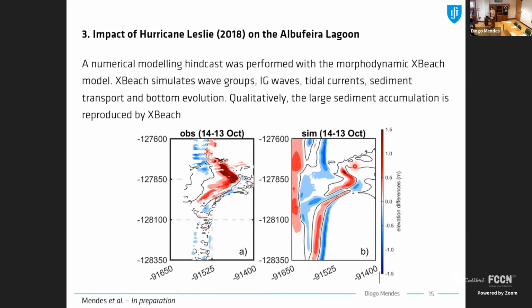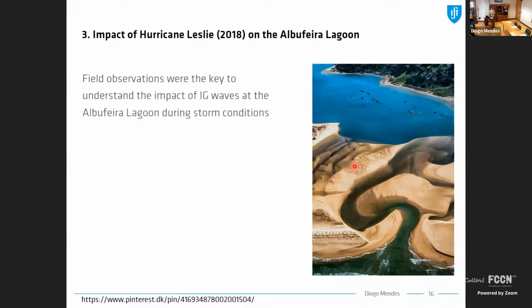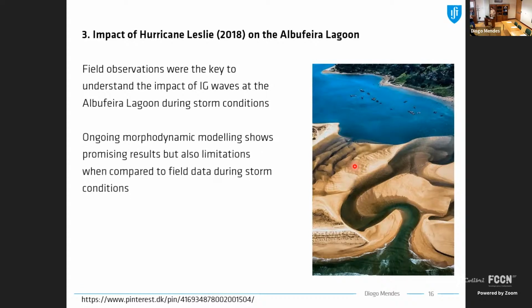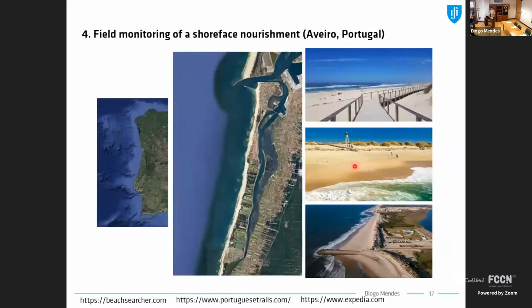You are trying to mix everything. You are trying to simulate waves, currents, sediment transport, and bottom evolution. And this is a very complex numerical model. So even nowadays, we still have some limitations with this kind of model. In summary, field observations were the key to understanding the impact of infragravity waves on the Albufeira Lagoon in storm conditions. And the ongoing efforts to perform morphodynamic simulations show some promising results, but also the limitations associated with this kind of model. Let's go to the second example.